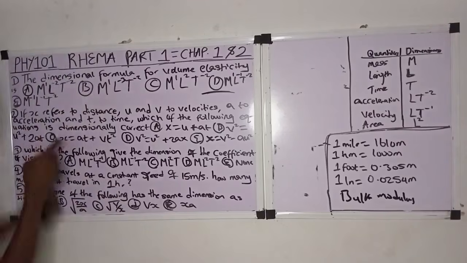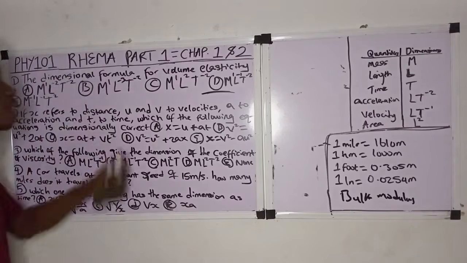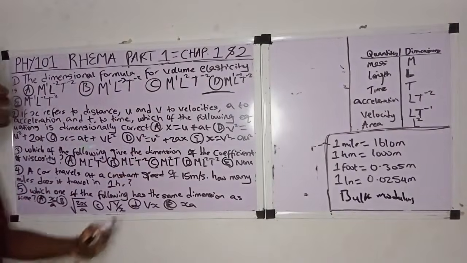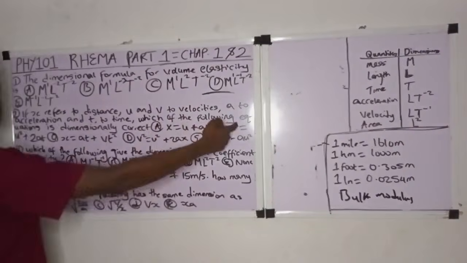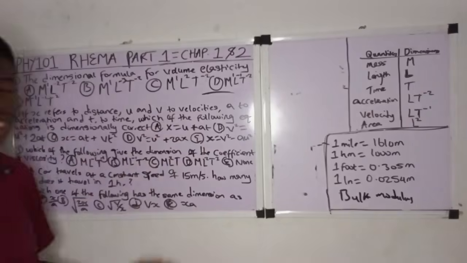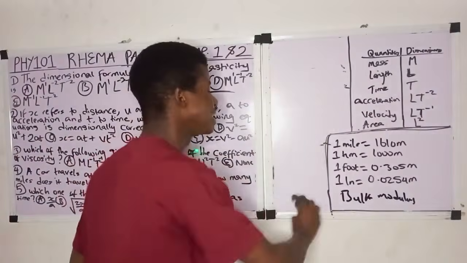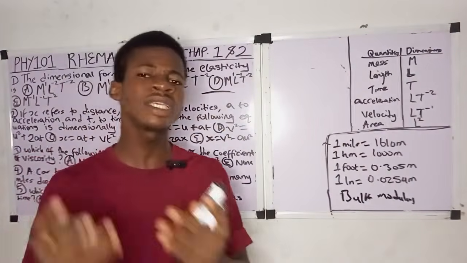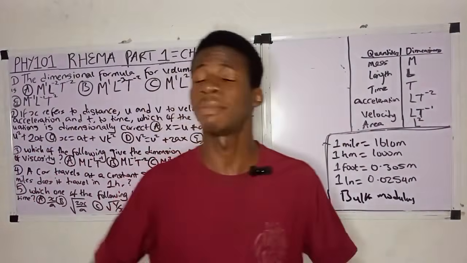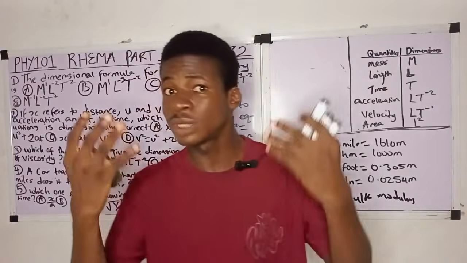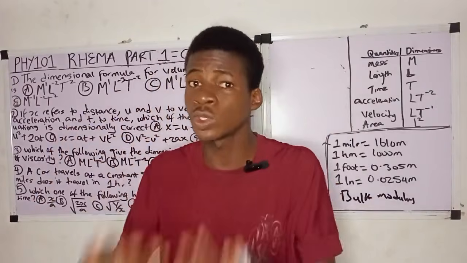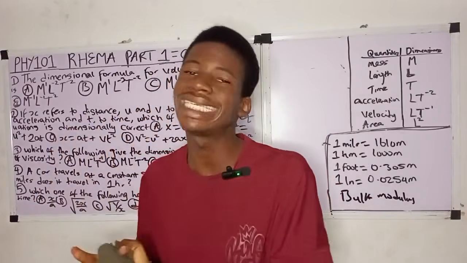If x refers to distance, u and v refer to velocity, a to acceleration, and t to time, which of the following equations is dimensionally correct? Now, this is under dimensional analysis. Okay. Now, what is the usefulness of the application of dimension? Dimensional analysis enables us to know if an equation is correct.